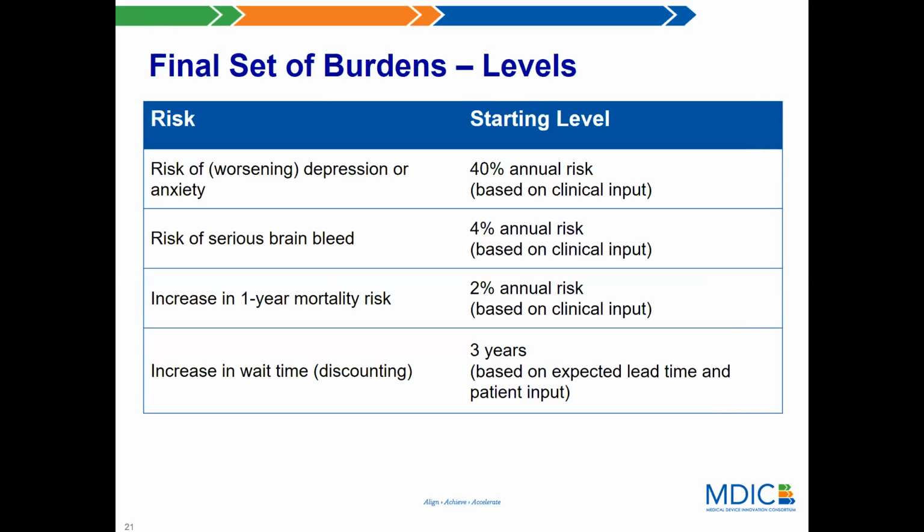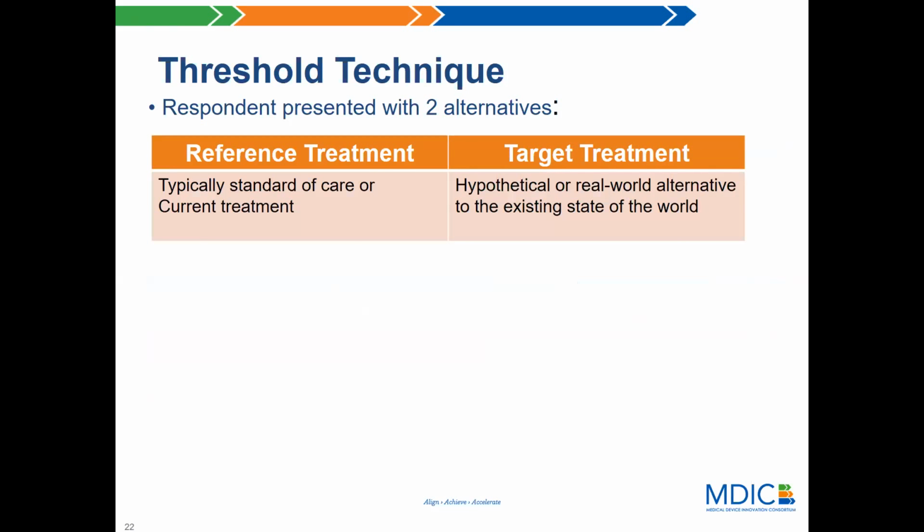So essentially, we're starting with a number when we talk about the risks that is what people would expect to see if they were to see a neurostimulation device. And that's important because starting point bias can be an issue in the threshold technique. So what we want to do is make sure that our starting point represents what we expect reality to look like.